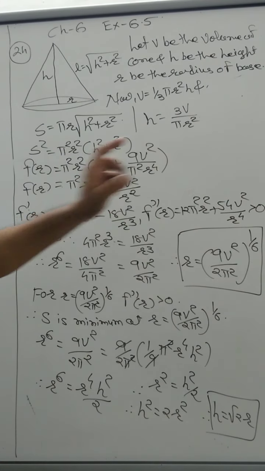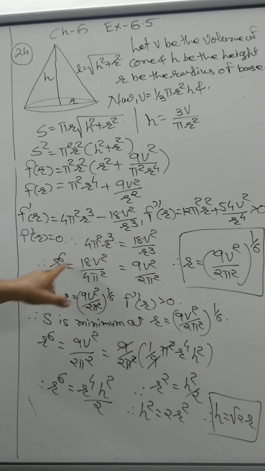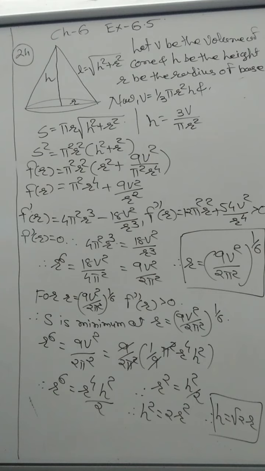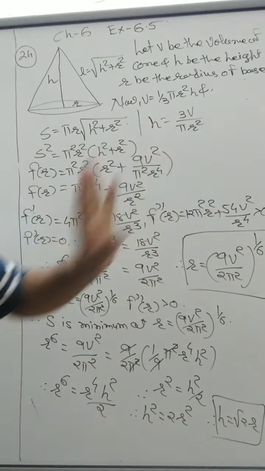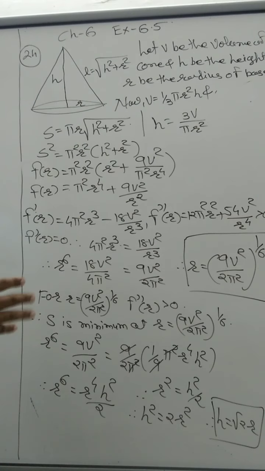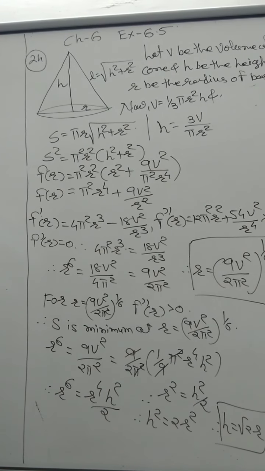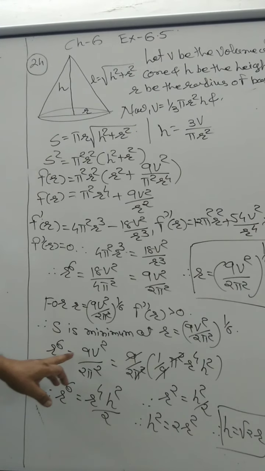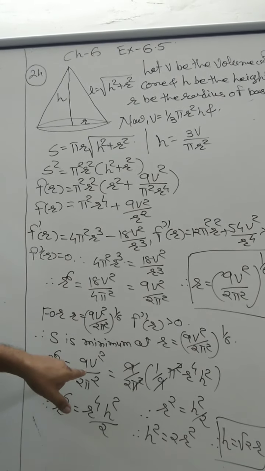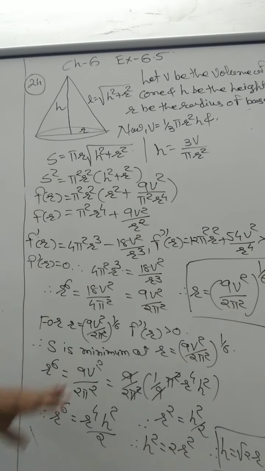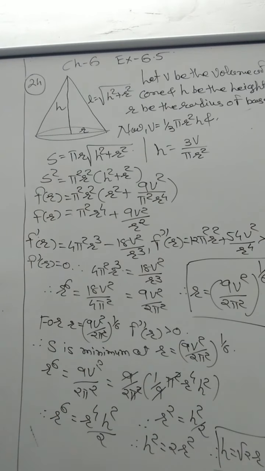Simplify. First derivative, second derivative. The first derivative becomes 0. Then we find r raised to 6 equal to 9V square upon 2 pi square. So at r equal to this value, the f double dash r value is always greater than 0. So we can say that S is minimum at this value of r. Now we have r raised to 6 is equal to 9V square upon 2 pi square. Now we do not want this V, so we put the volume's value here and then simplify. Then we simply get h equal to root 2r.